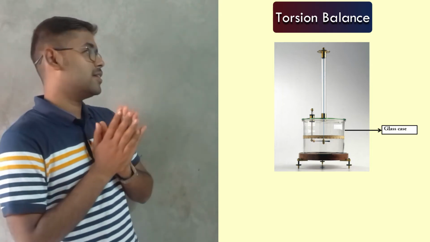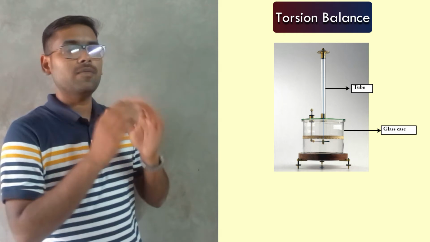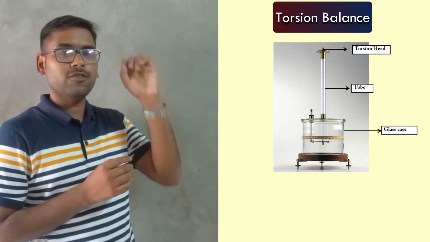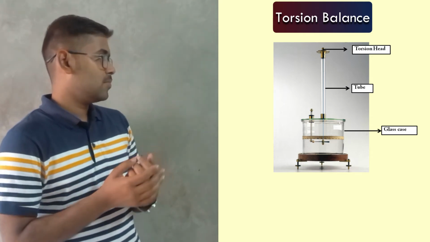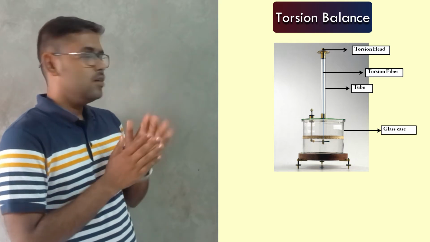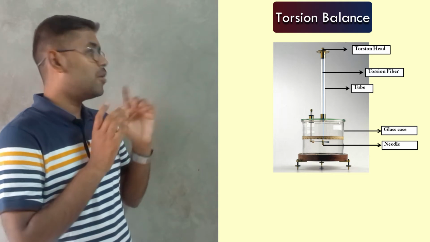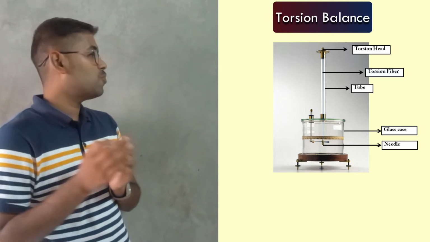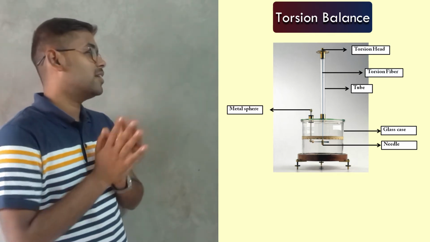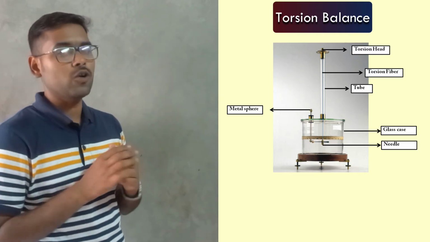And through the top of that glass case, we have a tube that is attached to it, and the top end of that tube is covered by a lid, and we call that lid a torsion head. Connected to the torsion head, we have a thread that is hanging inside the tube, and we call that thread a torsion fiber. If you see the diagram, the lower end of the torsion fiber is connected to a needle that is hanging inside the glass case, and one end of the needle is connected to a small metal disc or a metal sphere. We also have a metal rod that is hanging inside the glass case, and both ends of the metal rod are connected to two small spheres.